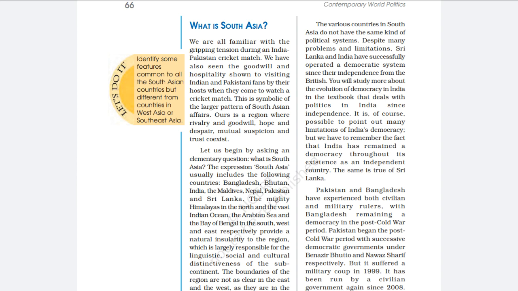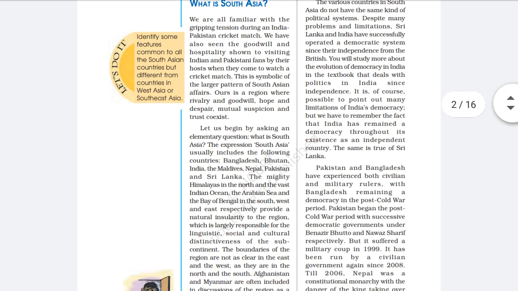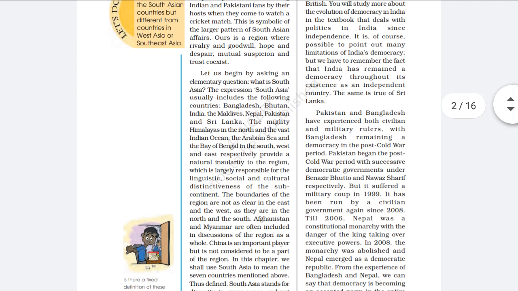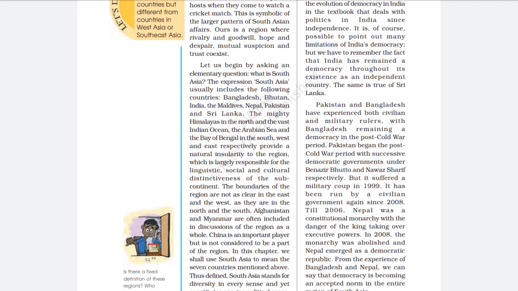And in the east and in the west, the boundaries of this region are not clear, as there are two water bodies, the Bay of Bengal in the east, and the Arabian Sea in the west. So that's why the boundaries of this region in the east and west are not quite clear as they are in the north and in the south. Sometimes people consider Myanmar and China part of this region, but actually these countries are not considered part of this South Asia region.